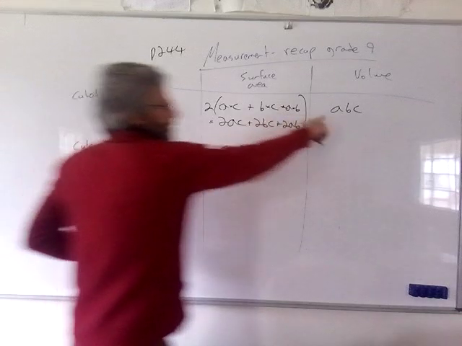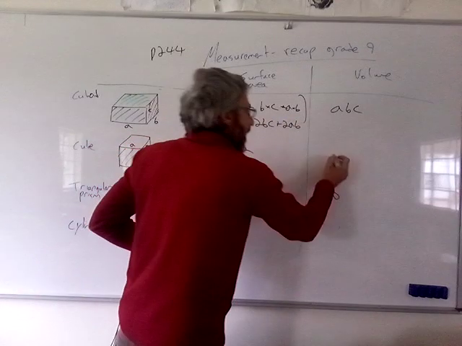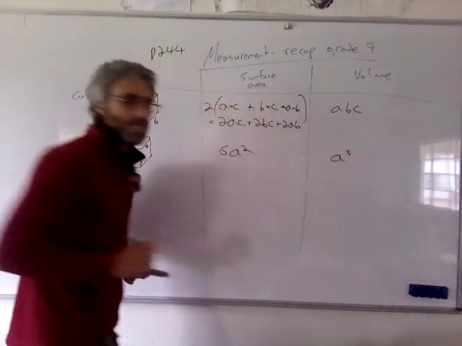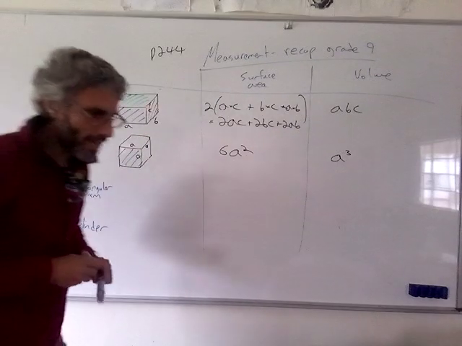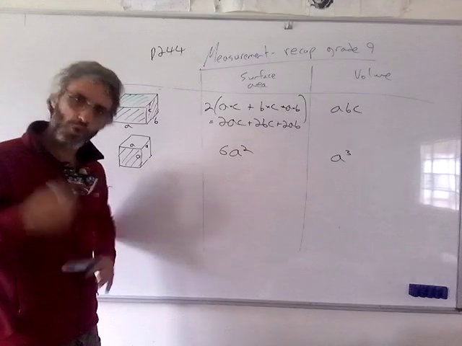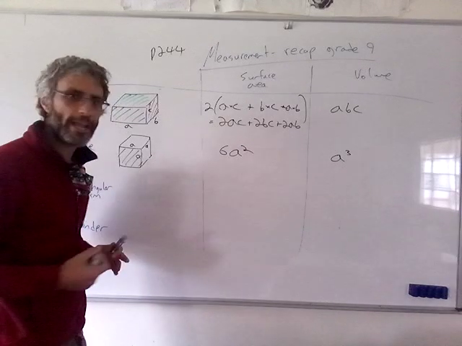Let's move on to the volume. Again, here it was A, B, C, but now B and C are all A, so it's going to be A cubed. So that's easy. I'm sure this was quite easy for you. Now, the next one, which is a bit more difficult to draw and to calculate, is the triangular prism.